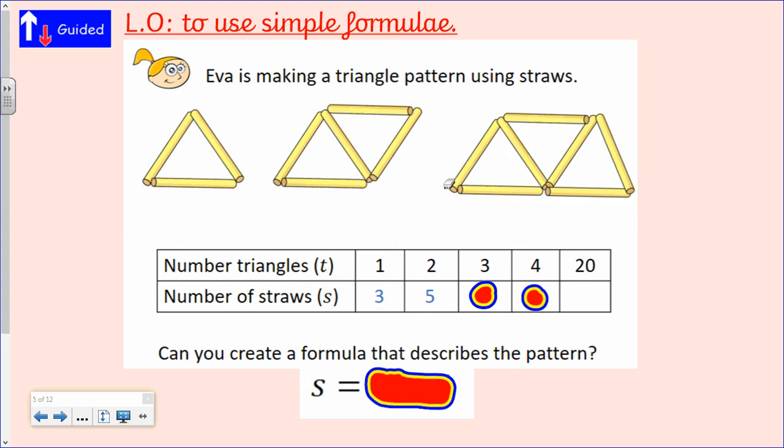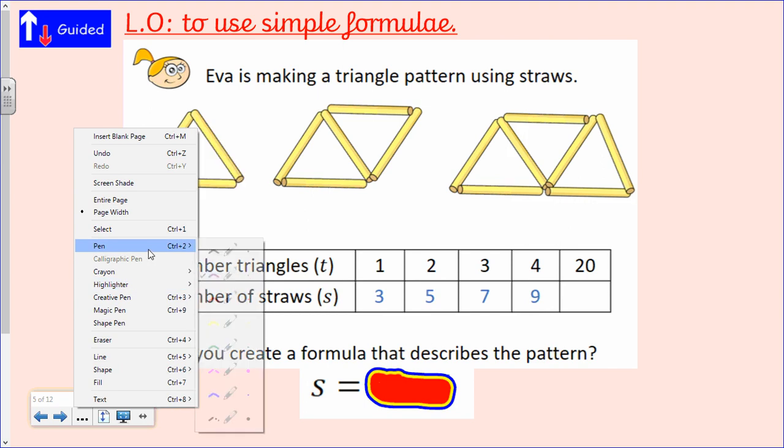So on this one, we've got the 3, 4, 5, and then we're adding on 2 more again. So that's got to be 7. But we need to work out how we're getting from here to here each time, okay? So 4, if we add on 2 more, is going to be 9. So before we get to this 20, let's see if we can work out what the little connection is here.